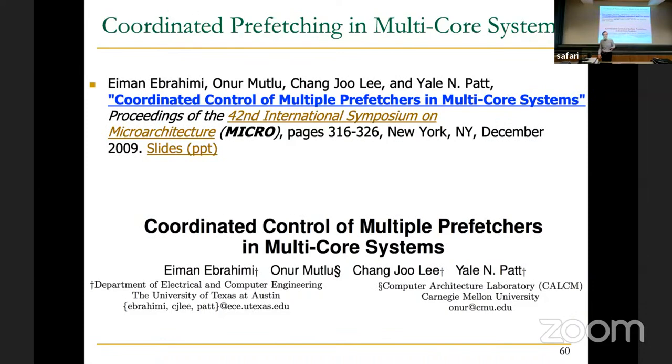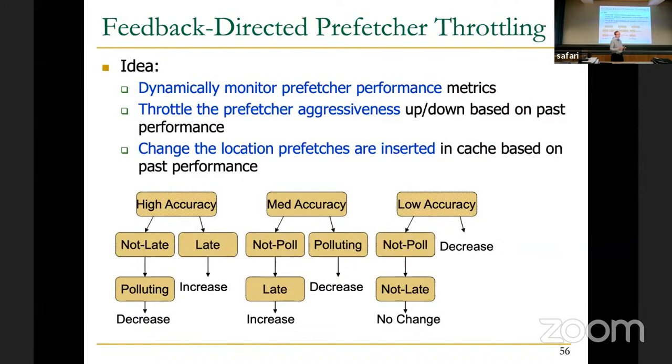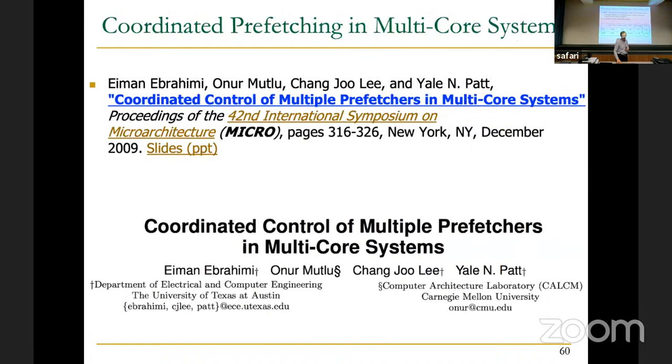Basically, if you really want to control or throttle prefetchers in a multi-core system, because of the interference that prefetchers cause to each other, as well as demand requests of other processors, you really need to take that into account. You cannot just look at local metrics. And that's the idea in this work. You cannot just look at local accuracy, lateness, and pollution. That's not enough. You have to take into account the interference that you're causing to others and interference you may be receiving. And that's what this later paper does. So in a multi-core system, you really need to be a little bit more intelligent, let's say. But I'm not going to go into that.